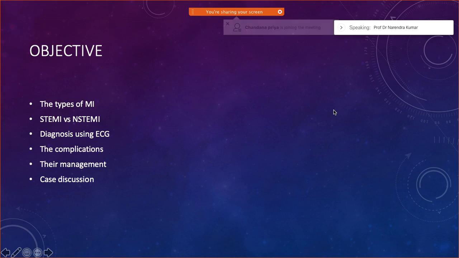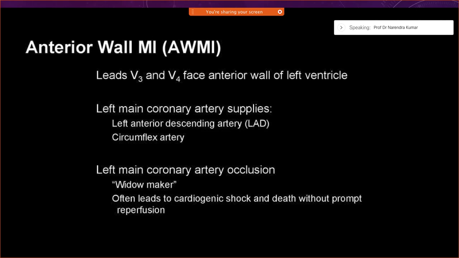So these are the subheadings under which we will try to deal with and understand this topic. I'm sure you all have already come across the different types. For example, on the basis of the ECG, if we look at the position of the different leads, the surface ECG leads, lead V3 and V4 are the ones facing the anterior wall of the left ventricle.